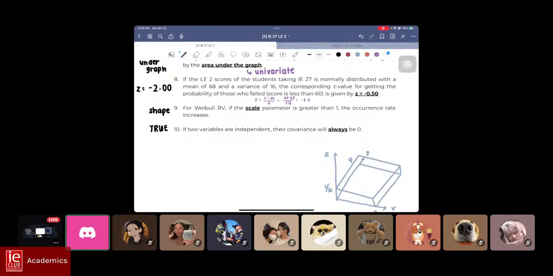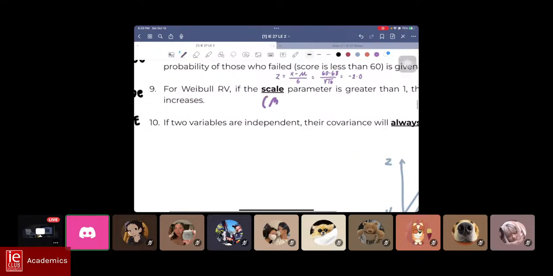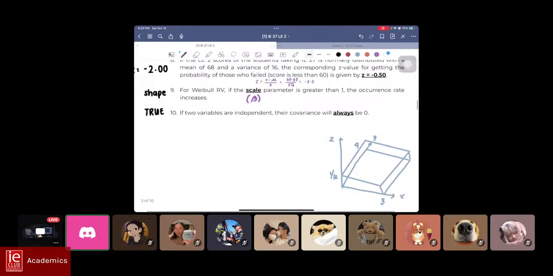And then for number 9, for Weibull RV, if the scale parameter is greater than 1, the occurrence rate increases. So, instead of the scale parameter, it should be the shape parameter. So that's your beta. And then number 10, if the two variables are independent, their covariance will always be 0.